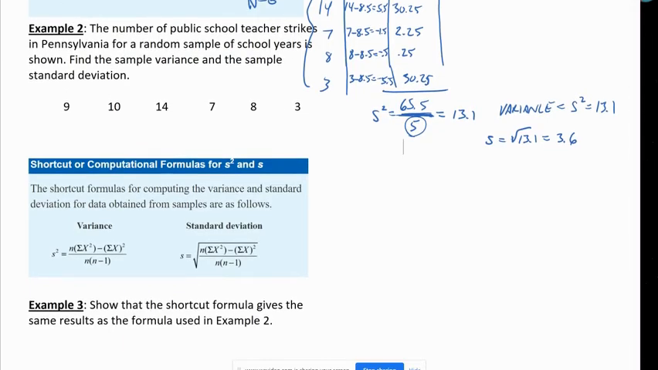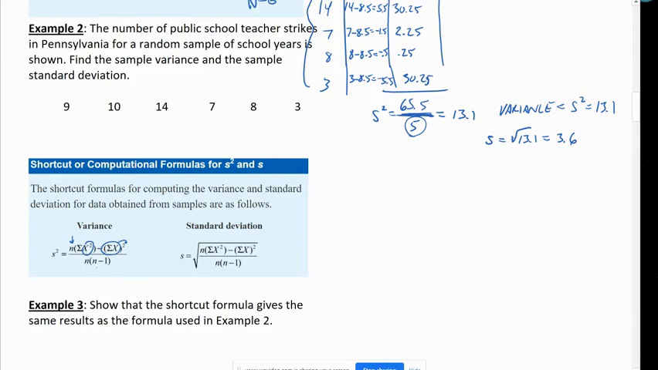There's also a shortcut formula that you can use for sample variance and standard deviation. You can calculate the sum of squares of all the values and multiply by the value n, which is the number of items. And then do the sum of all the x's and square that answer. So the difference is here you're squaring the items and adding them up. Here you're adding up the items and then squaring it. So that's the big difference there.